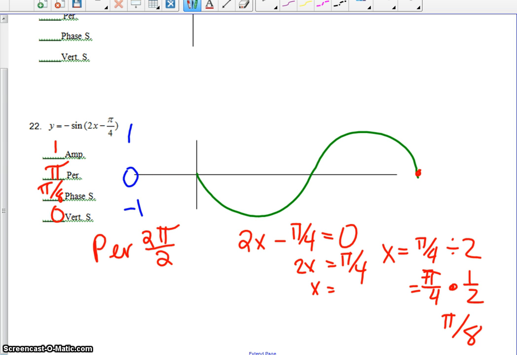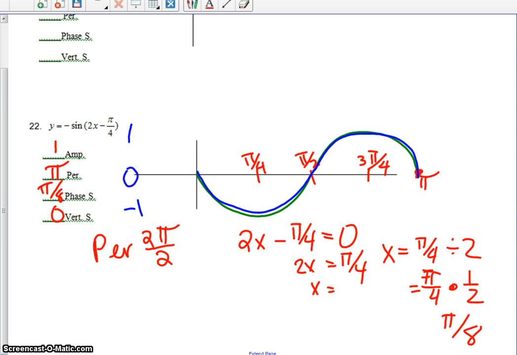What I have here, my usual period would have been pi. This would be halfway, pi over 2. This would be pi over 4, half of that. This is 3 pi over 4. Okay, and now I'm going to do it in blue. I need to shift that. We have a phase shift, so that would be the original one. How do I shift it? I need to shift it pi, which is quite a big shift, way over there.